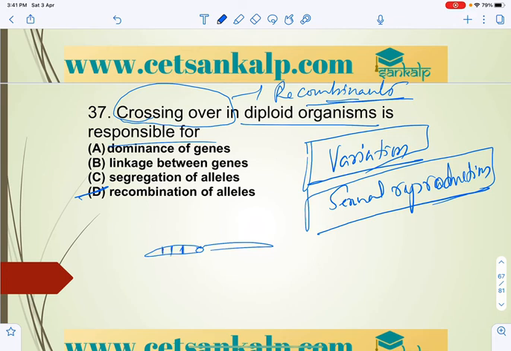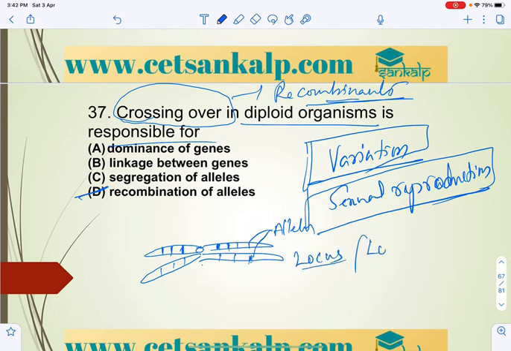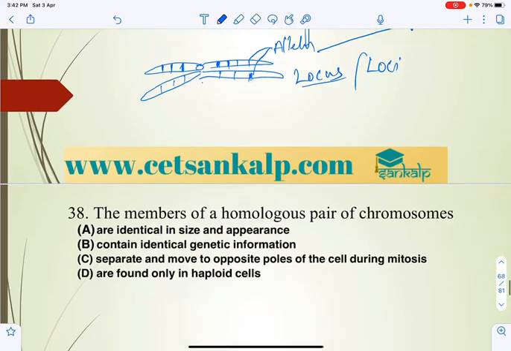At particular loci, particular genes are present, which are represented as alternative forms of genes. These are alleles. The place where they are located is called the locus. Many loci. So recombination of alleles is the exchange of genetic material. Genes are represented in the form of alleles. So the answer for that is D.